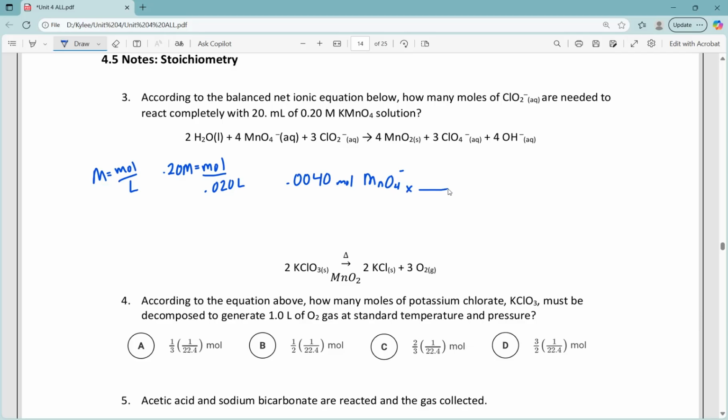So I'm going to set up my mole ratio now. And it says that there are 4 permanganate ions, so 4 moles permanganate on the bottom. And they want to know how many moles of chlorite are needed. And so the coefficient on chlorite is 3, so that's going to come here into the top, and it's 3 moles of ClO2. So I'm going to take 0.004 times 3 and then divide by 4 in the bottom, and I get 0.003 moles of ClO2 ion needed.